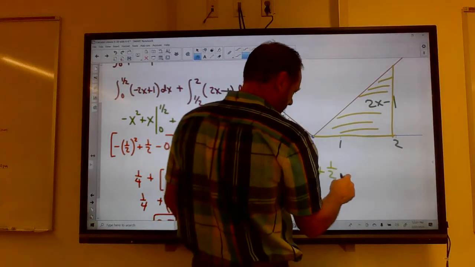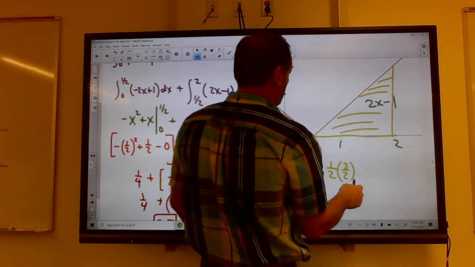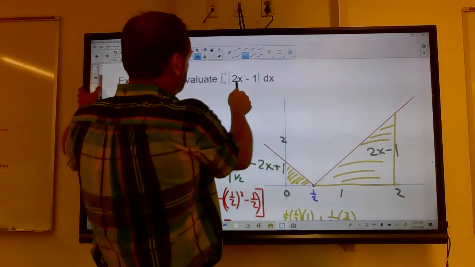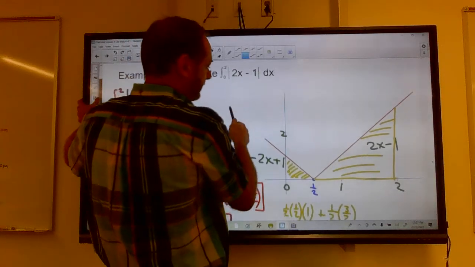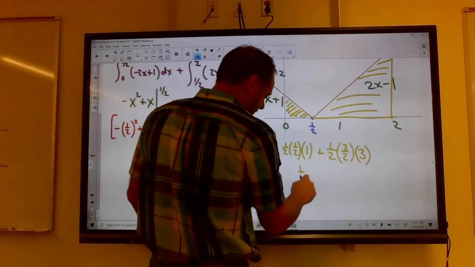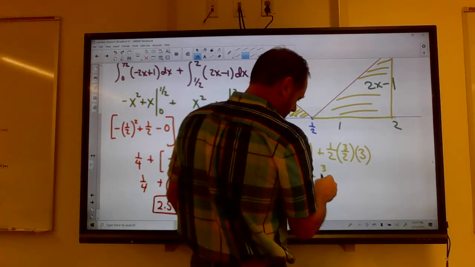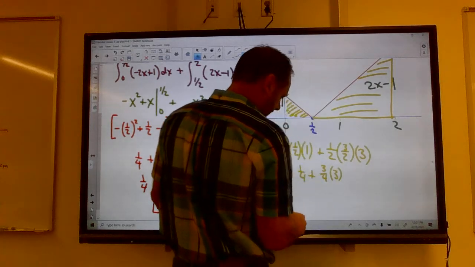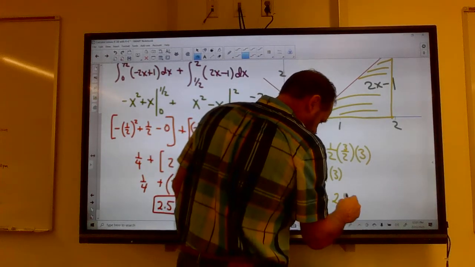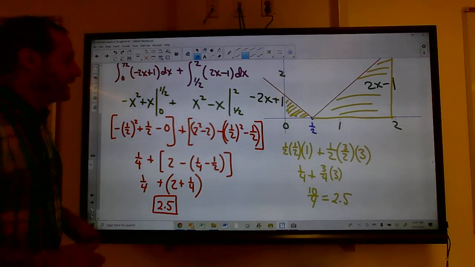which is going to be a triangle. It's half the base, which is going to be 3/2. And the height is going to be, let's see, if I put 2 in here, I'm going to get 3. That's going to be 3. So this is 1/4 plus, this is going to be 3/4 times 3, which is 9/4. So this is going to end up being 10/4, which is 2.5. So it matches. I can do it geometrically, I can do it with calculus.